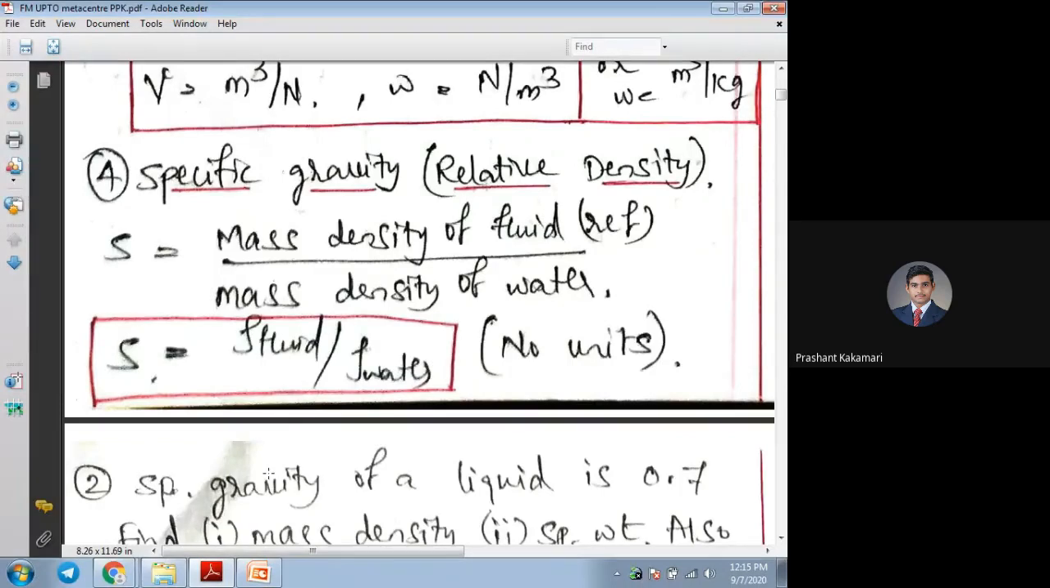Or also you can take the specific weight, or the weight density, both are the same. I'll just once again read the specific gravity ratio in a different form. Specific gravity can be written as the ratio of weight density of the given fluid to the weight density of the standard fluid, water. Both will give you the same answer. You can take either mass density or the weight density.